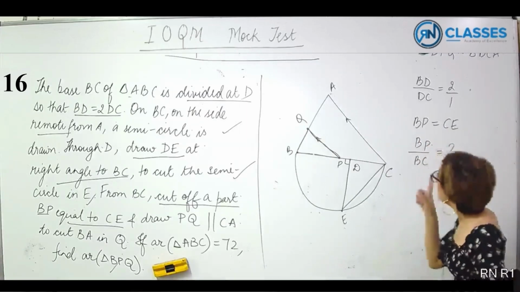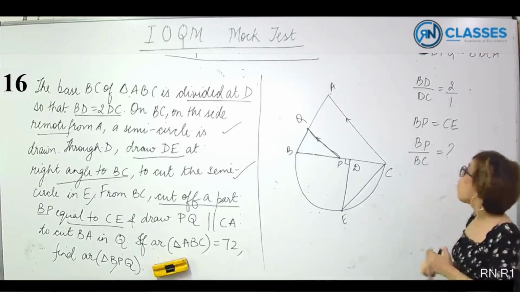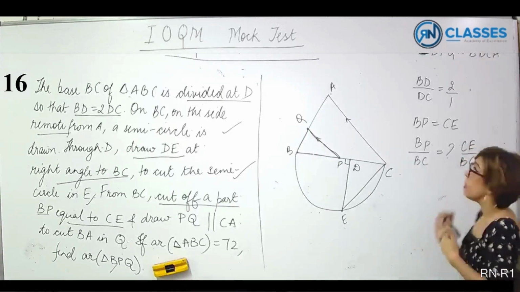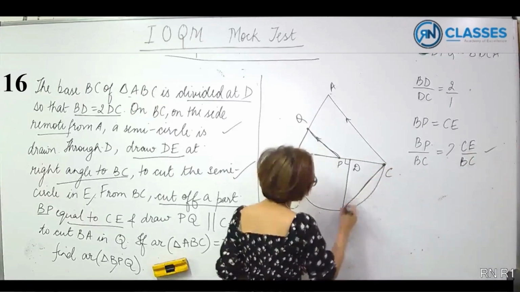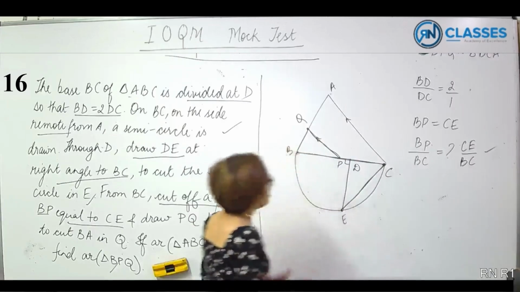Now, here, wait a second. He says BP is equal to CE. That means maybe somehow I can find CE by BC. Maybe. We don't know, but maybe. Which is a very peculiar thing. I need to find this by this in order to find this.